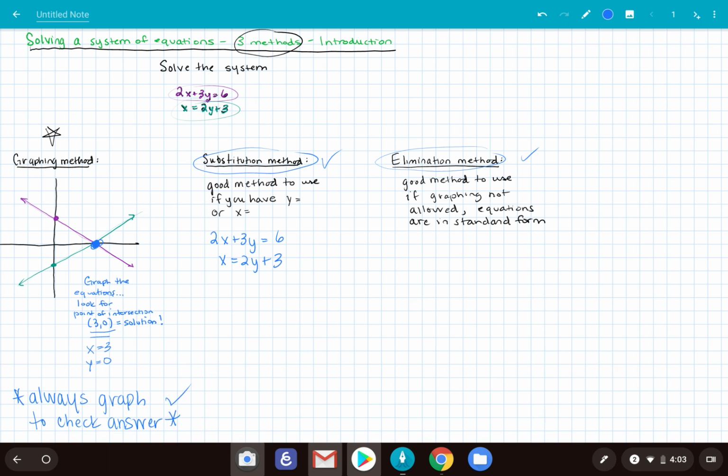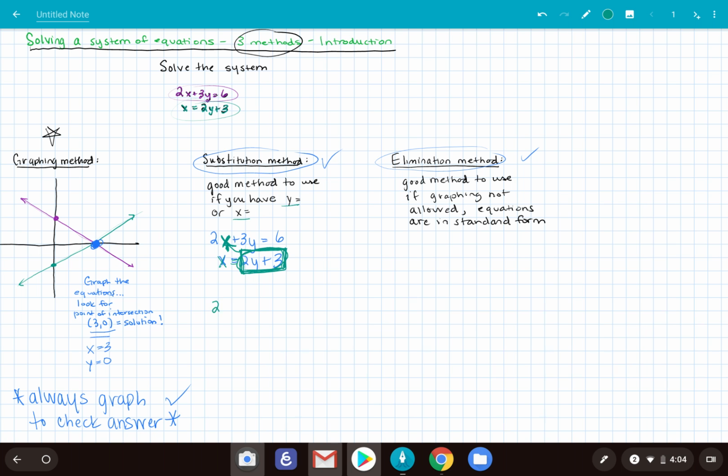The substitution method is good to use if one of your equations has a y equals or an x equals. And in this case, we do have that. We have x equals this quantity right here. And that tells me that this system of equations can be easily solved using the substitution method. What I'm going to do is I'm going to take this quantity that x is equal to, and I'm going to substitute it for the x in the other equation. Just going to substitute this quantity for this x.